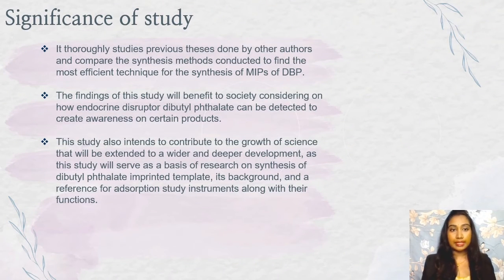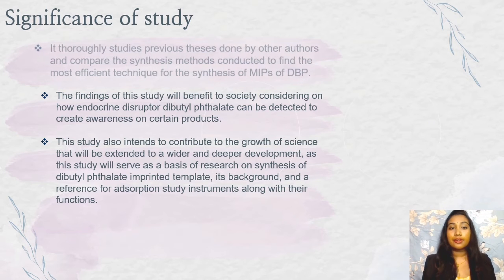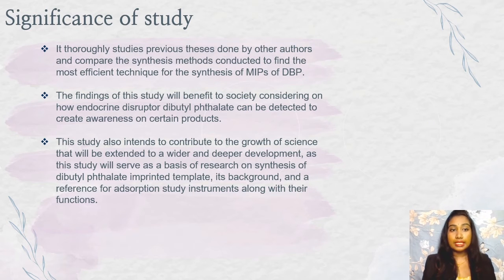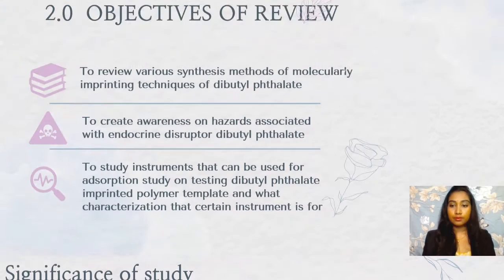Moving on to significance of study, this research is important as it thoroughly studies previous theses done by other authors and compares the synthesis methods conducted to find the perfect technique for synthesis of the DBP template. The findings of this study will benefit society as the endocrine disruptor Phthalate can be detected to create awareness. This study also intends to contribute to the growth of science that will be extended to a wider development, as the study will serve as a basis of research on synthesis of Phthalate MIPs, its background, and a reference for adsorption study instruments along with their functions.